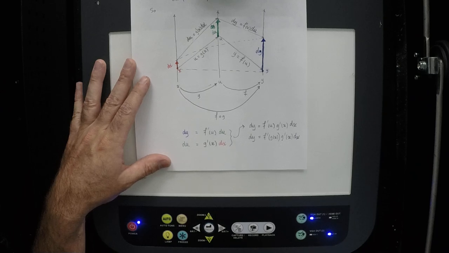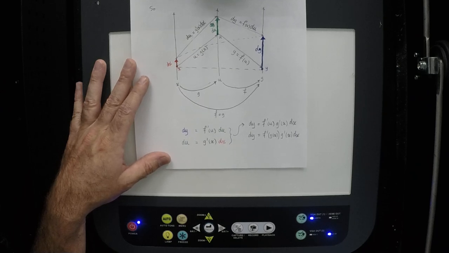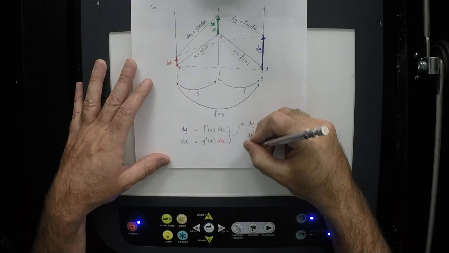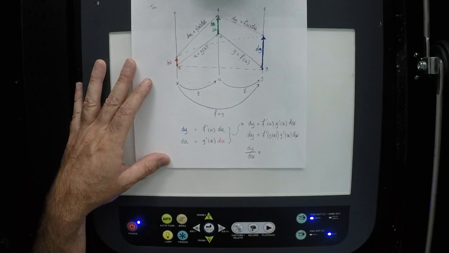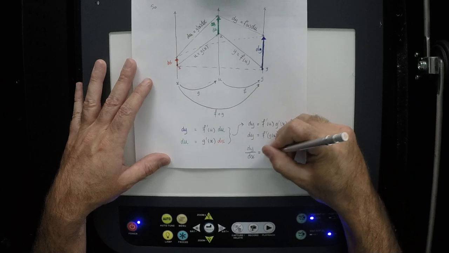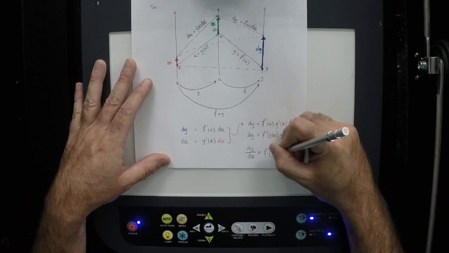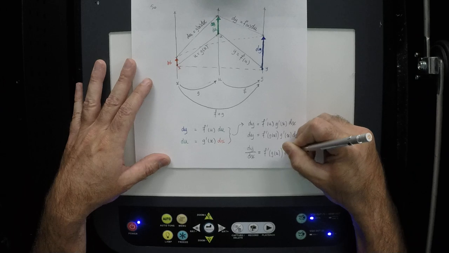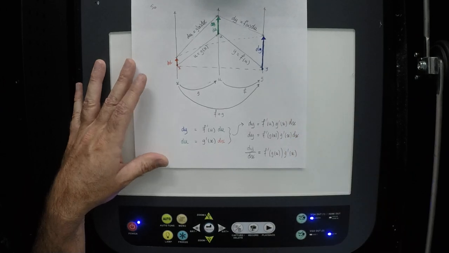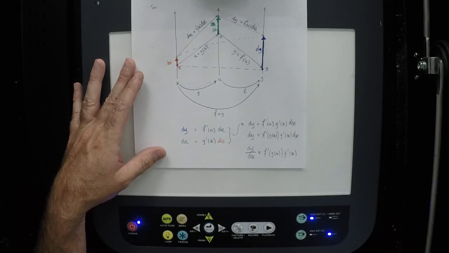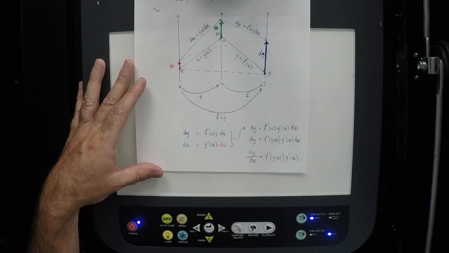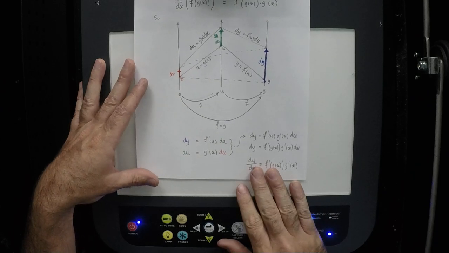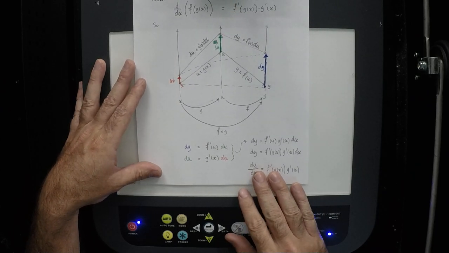And now rewrite this equation with the left-hand side as dy dx. Dy dx is what? F prime of g of x multiplied by g prime of x. And all that it is saying, that seems like some formula that just comes out of nowhere. Like, oh, here's another formula that the calculus instructor wants me to remember.